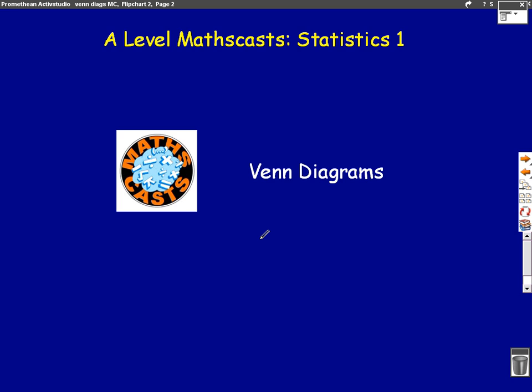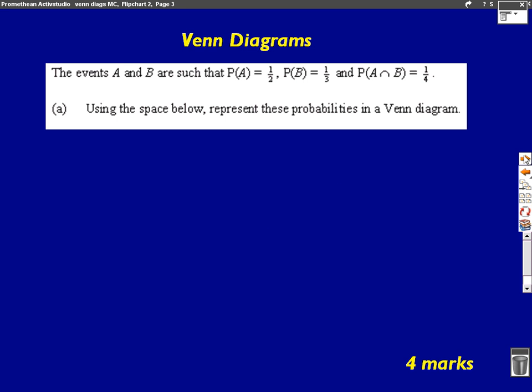This is the Venn Diagrams mathscast for S1, one of those tricky topics that people always make mistakes on. Okay, so first of all I'm going to talk you through how to draw the Venn diagram given a few probabilities. So they've given them as fractions here. They've given us events A and B, and the probability of A is a half. The probability of B is a third, and the probability of A intersection B is a quarter.